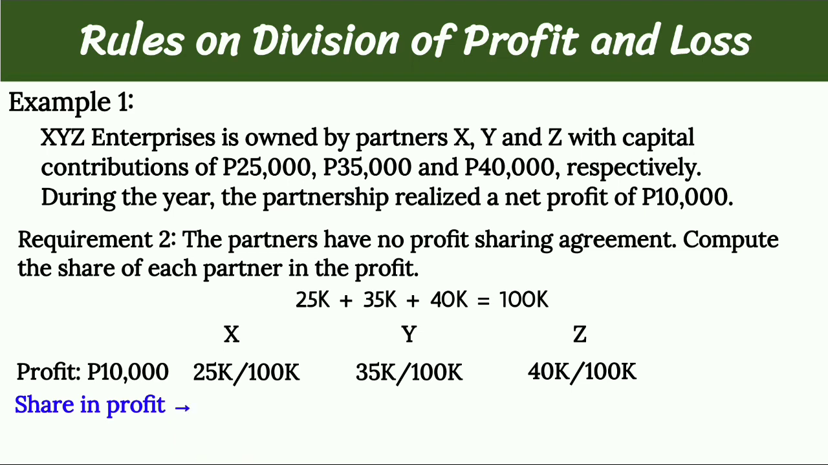partner in the profit. So for X, 10,000 pesos times 25,000 over 100,000, that is equal to 2,500 pesos. For Y, 10,000 pesos times 35,000 over 100,000, that is equal to 3,500 pesos. For Z, 10,000 pesos times 40,000 over 100,000, that is equal to 4,000 pesos.